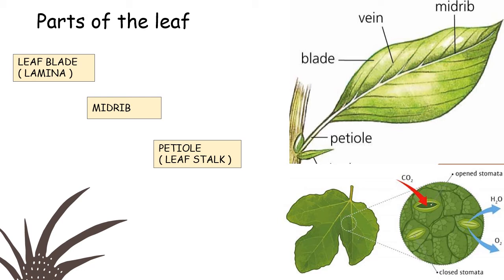Leaf stalk, also called petiole. The stalk that attaches the leaf to a branch or a stem is called a leaf stalk. It is also called a petiole.